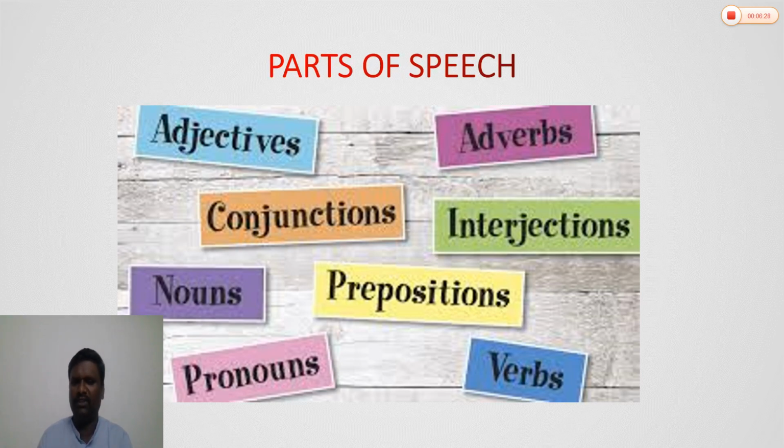And the next one is preposition. Preposition is also an interesting one. It shows the position of a noun. It shows the relationship between words. It relates noun and noun, verb and noun, adjective and noun. There are many types of prepositions, like simple preposition, compound preposition, and complex preposition.